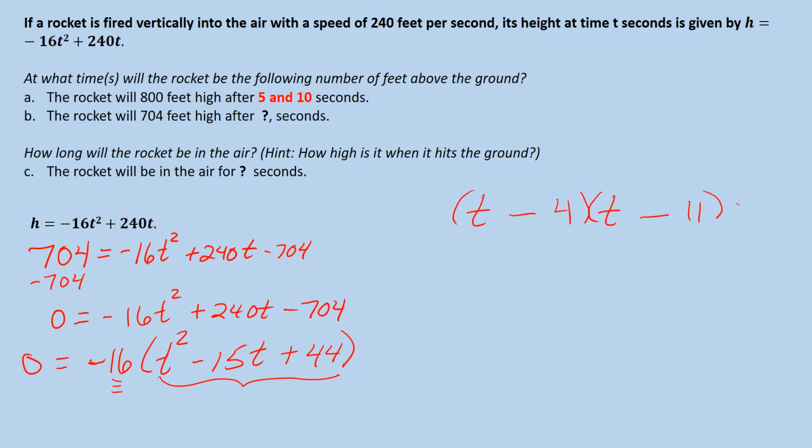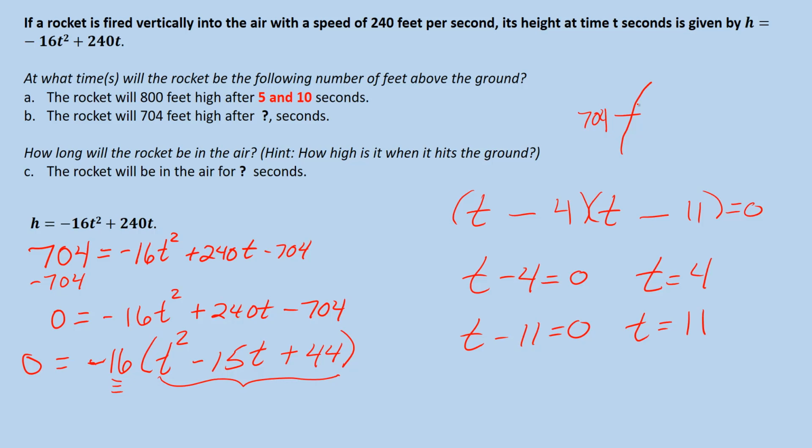So now I'm going to take each of those and set them equal to 0. So t minus 4 is equal to 0. t minus 11 is equal to 0. So the time here could possibly be 4 seconds, and the time here could be 11 seconds. And again, the reason we have two different times is the rocket goes up, and it hits 704 feet at 4 seconds, and then comes back down, hitting 704 feet at 11 seconds, so a little bit later.